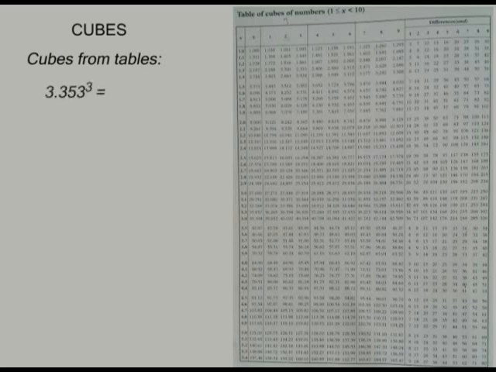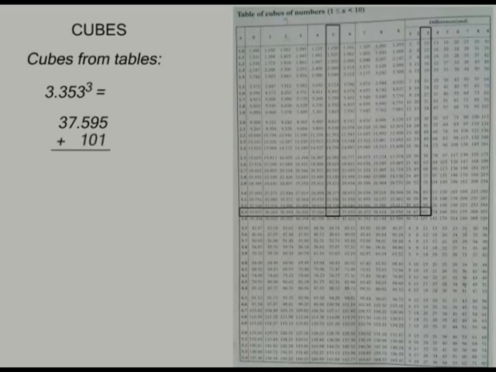For example, the cube of 3.353. 3.3 is here. We go to the column of 5, they coincide here, and the number is 37.595. Last decimal place, we go to the differences column, specifically to the column of 3. They coincide here and the figure is 101. We add to our previous reading, and if we do that, we get 37.696. And so the cube of 3.353 is 37.696.